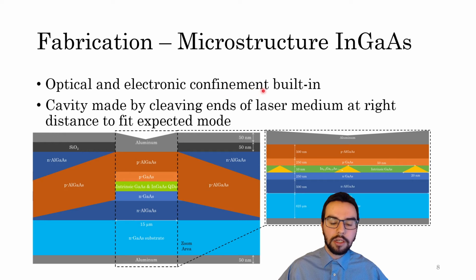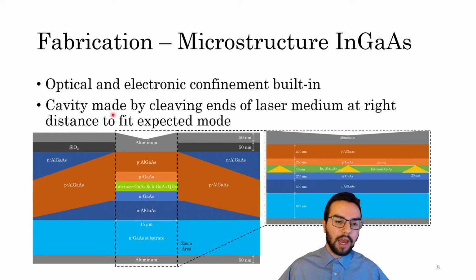Now for electronic confinement, a similar approach is taken. The aluminum gallium arsenide is of higher band gap than the gallium arsenide and indium gallium arsenide. And further, this recombination only happens within the indium gallium arsenide quantum dots, these pyramids, because it has an even lower band gap than the gallium arsenide surrounding it.